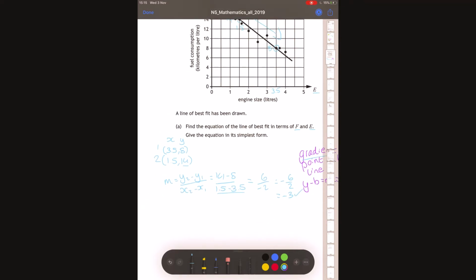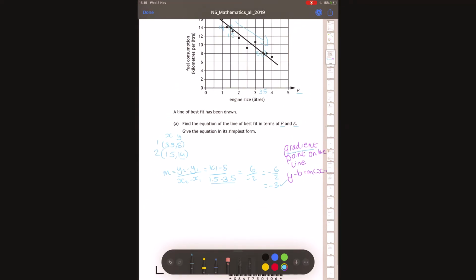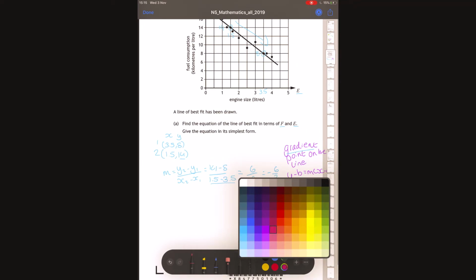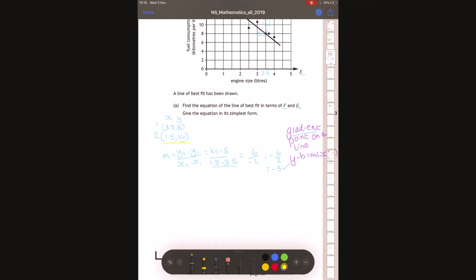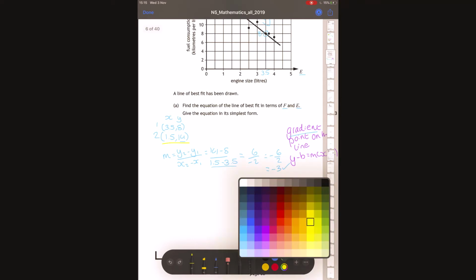So now we've got our gradient. We just need to choose a point on the line. We need that for our equation as well. So you can just choose any point you want. I'm probably just going to choose 0.2. So I would rewrite this in terms of m. Oh, yellow is not a good colour, is it? Let's go for a green.